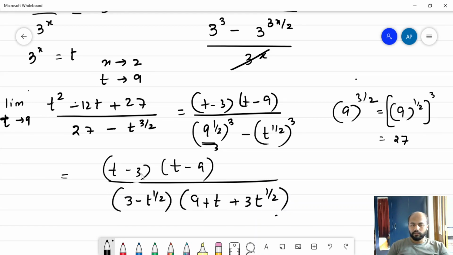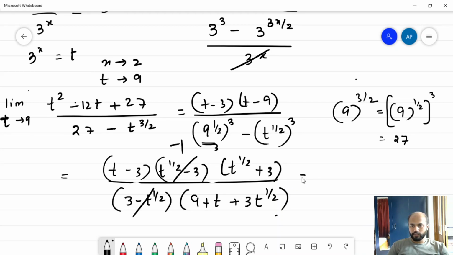Now over here, we have to work out and see what we get out of this. So on top, we can write this t minus 9 as t raised to half minus 3 and t raised to half plus 3. So this and this will go, of course, with a minus 1 over here because both are opposite in sign. And then, according to this, we have to move further.